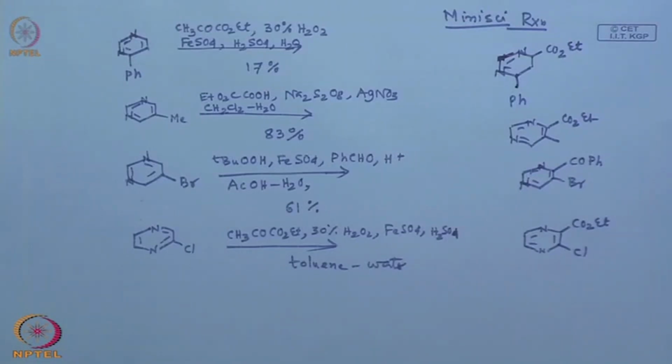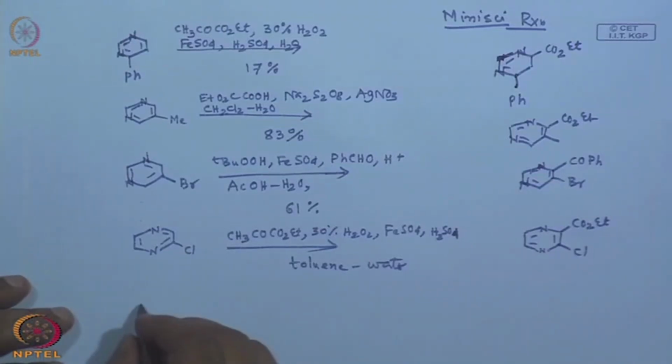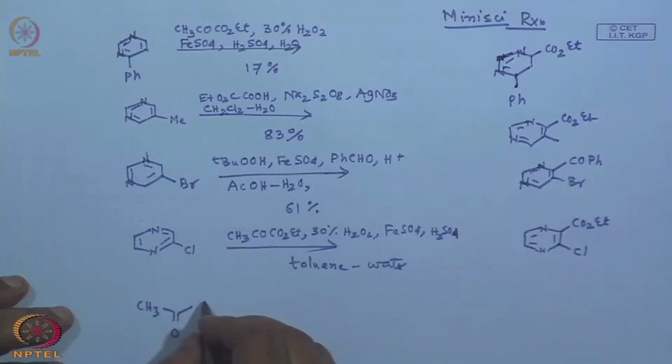Basically, you have to first note how to produce the radical. If you look at the first one, it is a pyruvate, right? It is pyruvate, and what else is required? See, if you look at the reaction conditions, all of them involve the presence of acid. So, that is the clue to the success of the Minisci reaction.